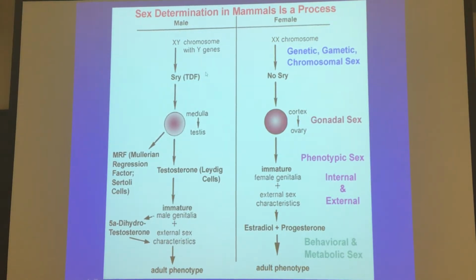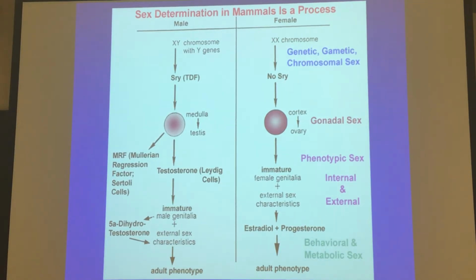So if in an XY chromosome individual, if they had no expression of the SRY protein, well, it's actually, I believe it's a transcription factor. Would they develop female reproductive parts?